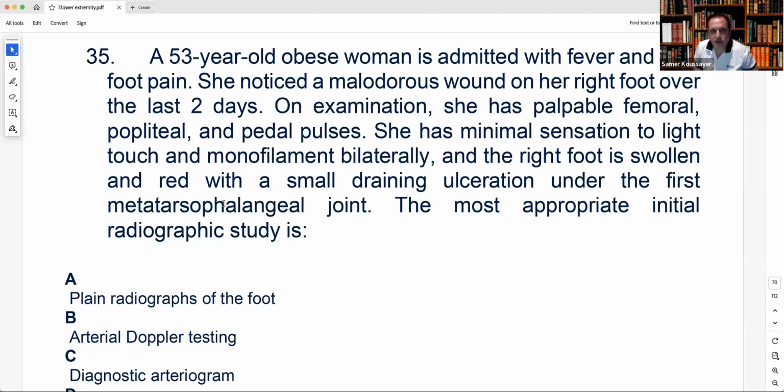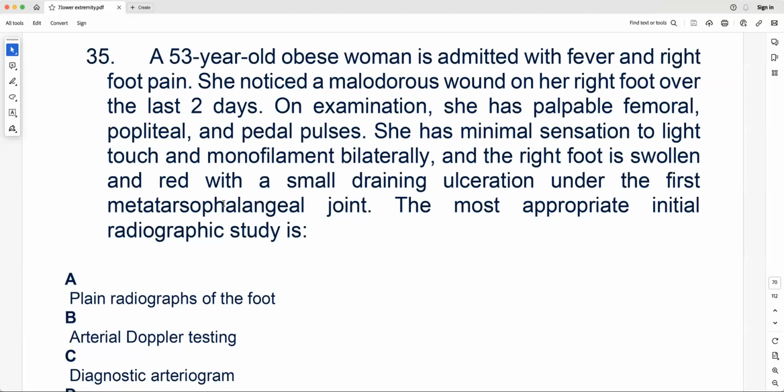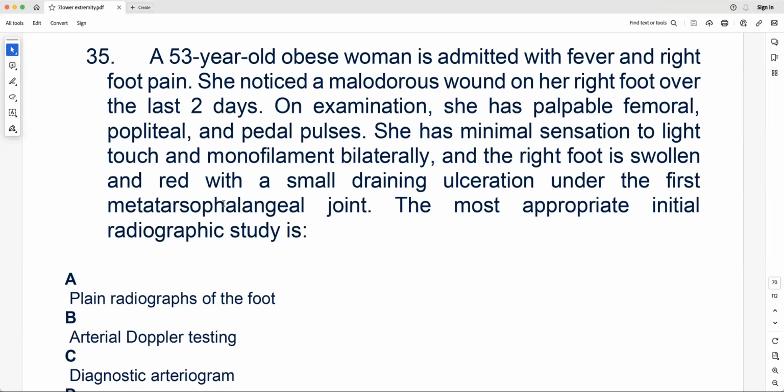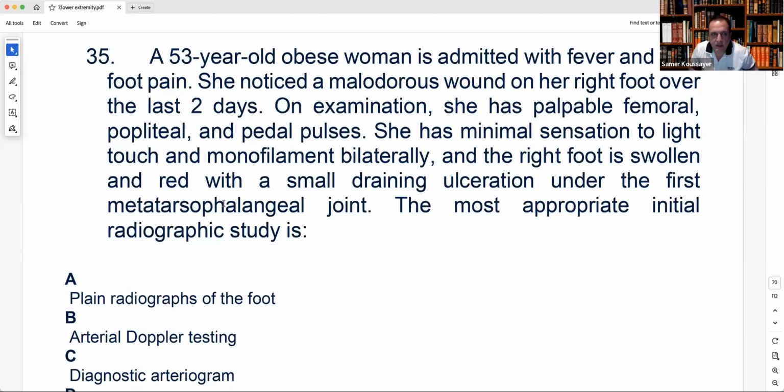So she's 53. She has a wound for 2 days. Yeah. She's got pulses. So there's no vascular issue here because they said she has femoral and pedal pulses. They want to tell you don't go to the vascular studies. This is very simple. She has minimal sensation, meaning she has a neuropathy. But look at the right foot. She's swollen, red, and has a small draining ulcer. Okay, first metatarsal joint. So we have an ulcer.